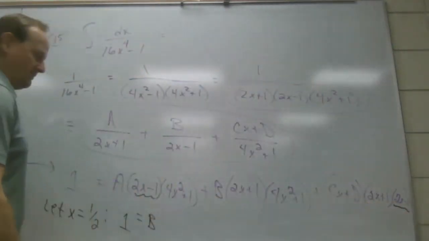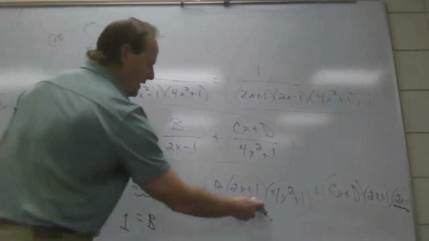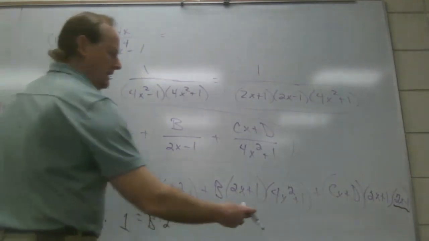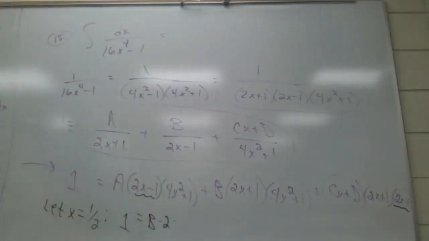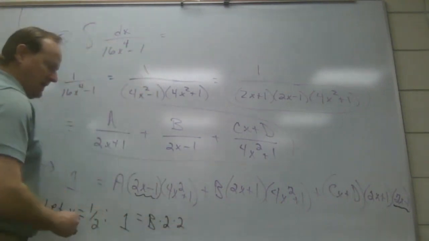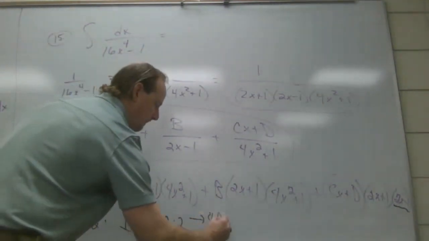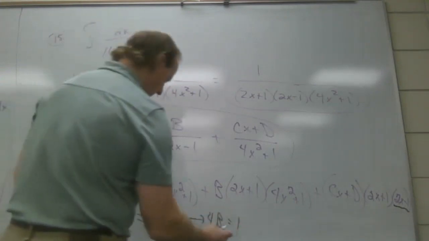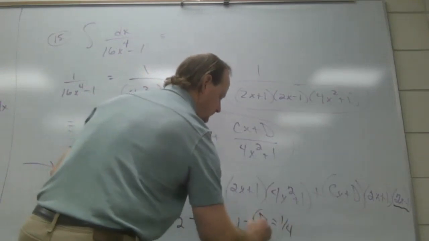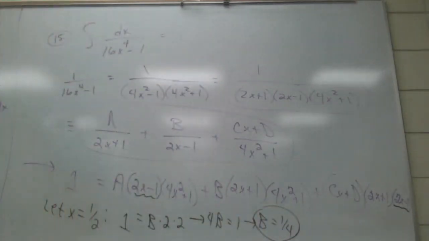So B times what? If x is 1/2, 2x plus 1 would be 1 plus 1, so B times 2. And then 1/2 squared is 1/4, times 4 is 1, plus 1 is 2. So basically we get 4B equals 1, right? So what does that say B equals? 1/4, right? Everybody good with that? So it's kind of a cheating way to come up with B. Okay, so we have that.